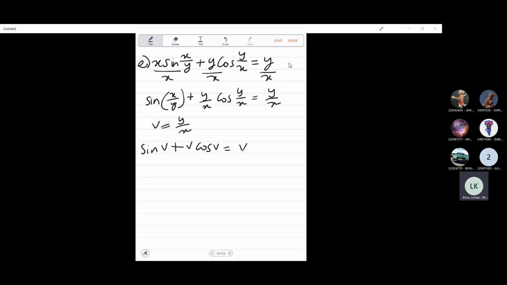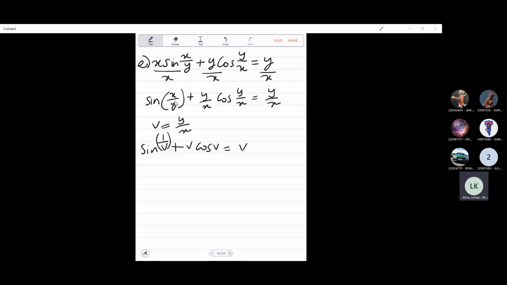Okay, so that is how you are able to tell whether your equation is homogeneous or not. You should be able to rewrite it in that form. Here, sorry, this is 1 over v, not v, because it's x over y. So that's 1 over v.